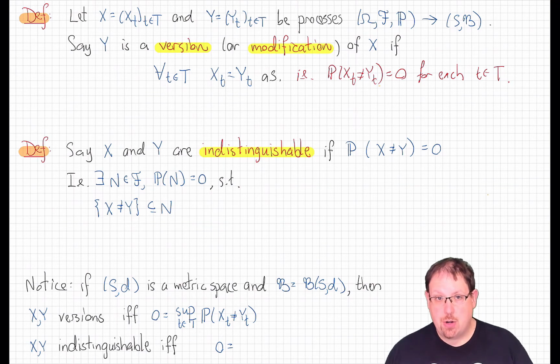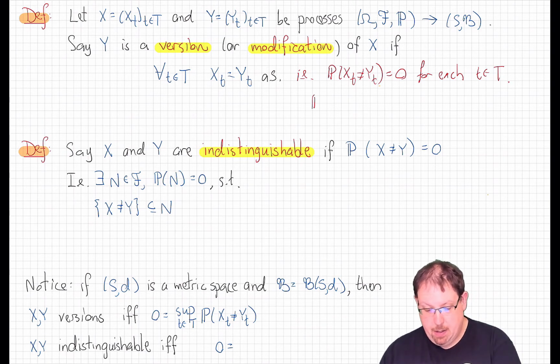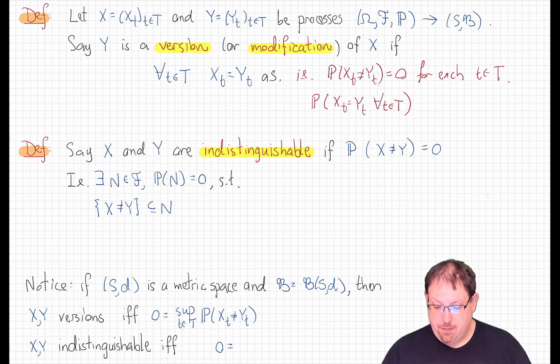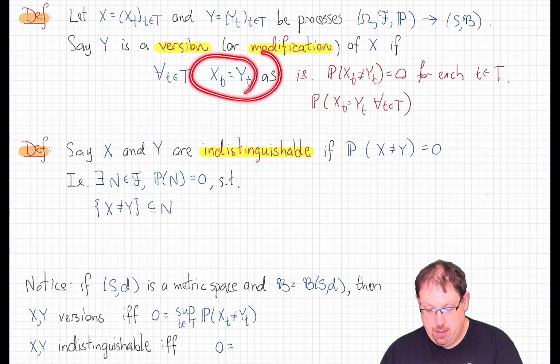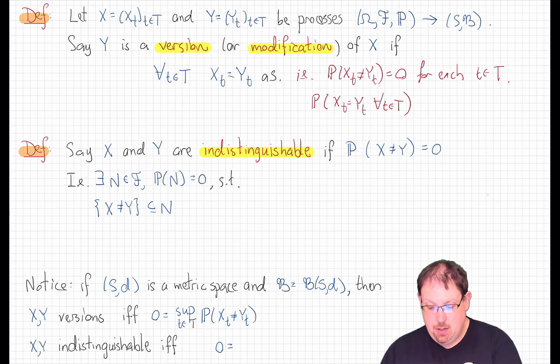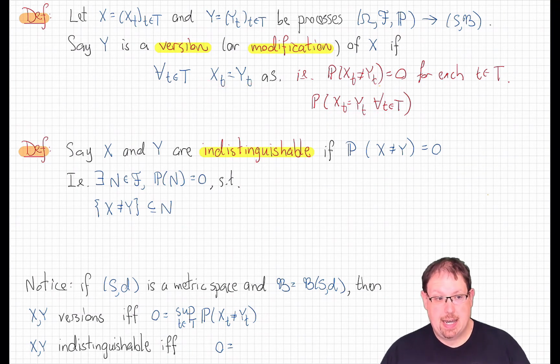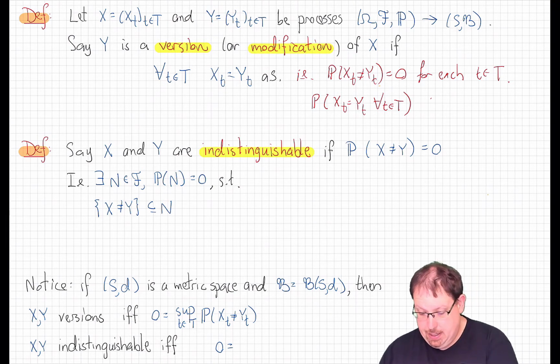But it is not the strongest kind of equivalence that you might want to have for them. Because, for example, if t is uncountable, we could also ask about whether x_t equals y_t for all t. And that will be a different question to the question of whether this is true. See, if t were a countable set, then these two notions would be the same, because a countable intersection of probability 1 events is a probability 1 event. But if t is uncountable, we could well have this be less than 1.